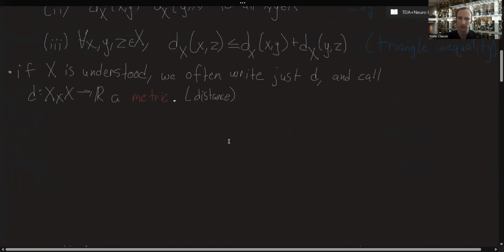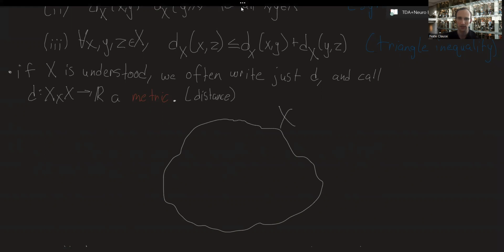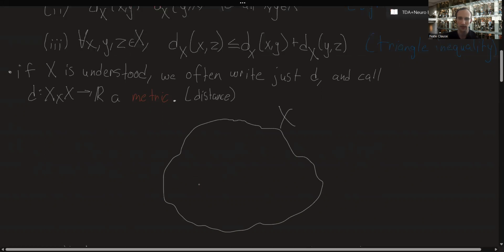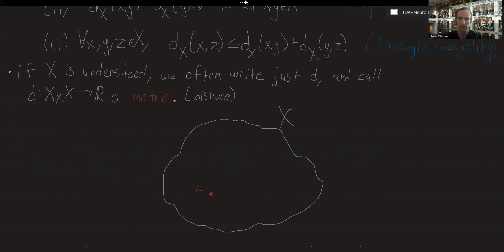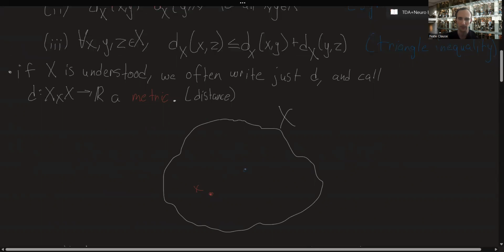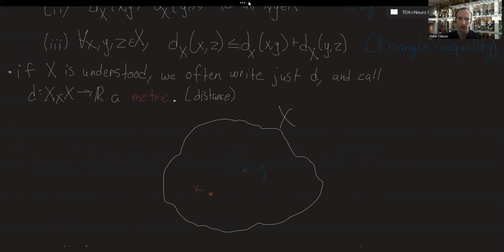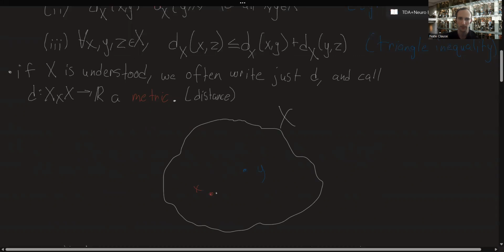So what we can think of pictorially is a metric space. We have just some set X, which is a collection of points. And then we have a function d such that whenever we pick 2 points, little x over here and y over here, d will give us a notion of distance between these 2 points.